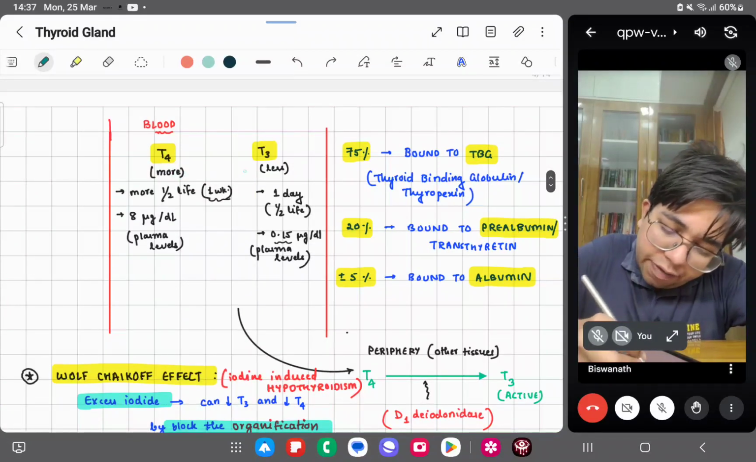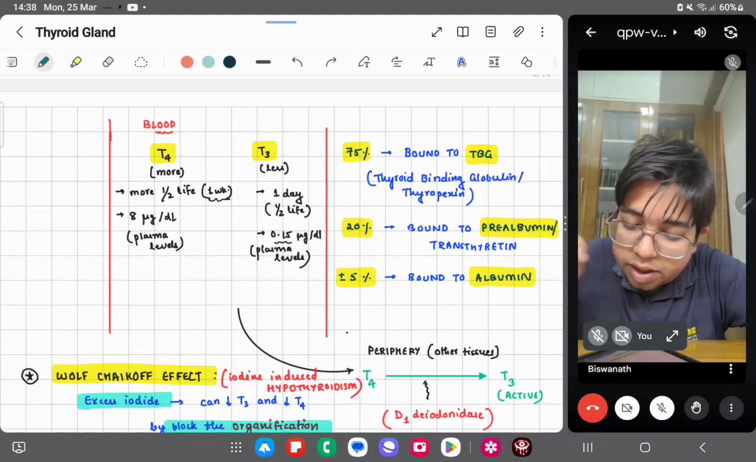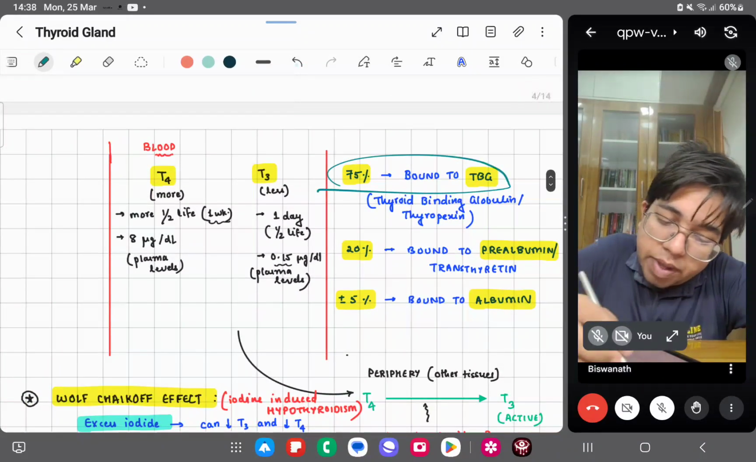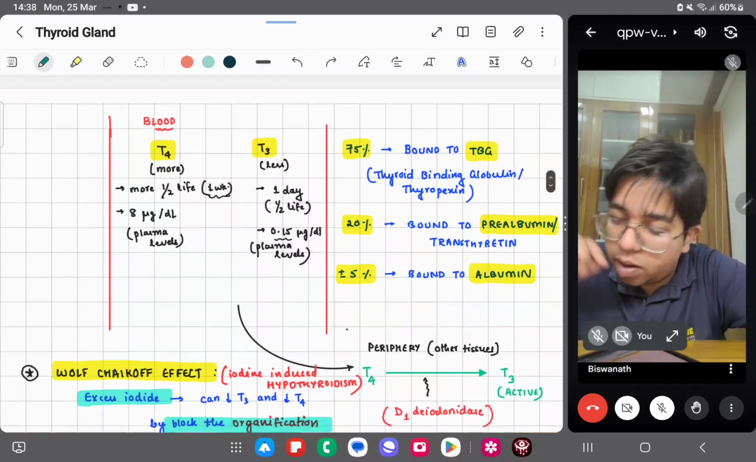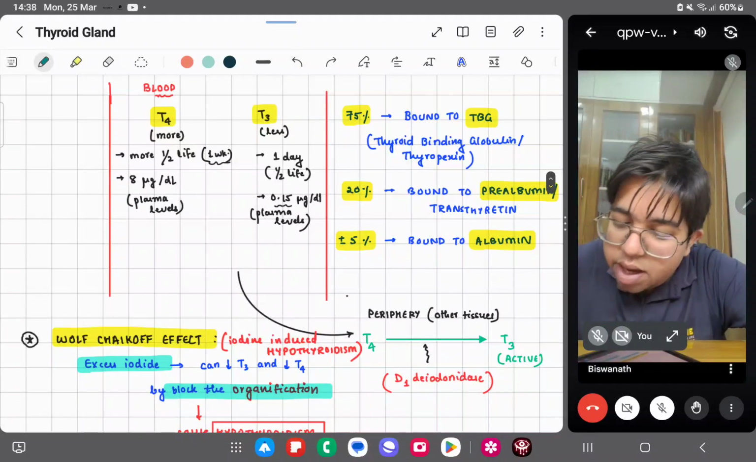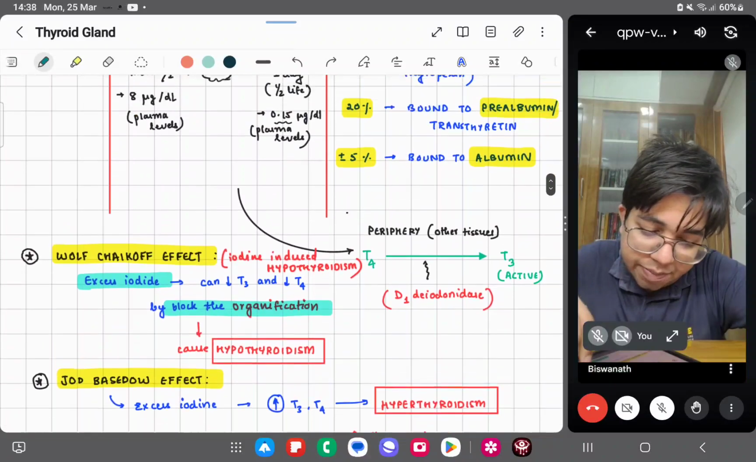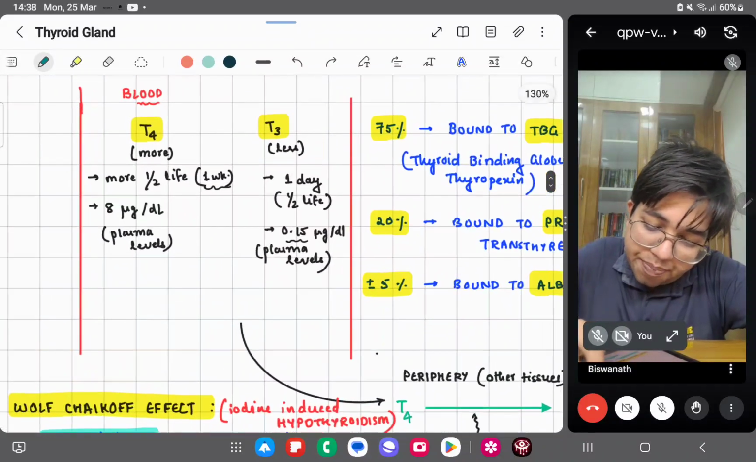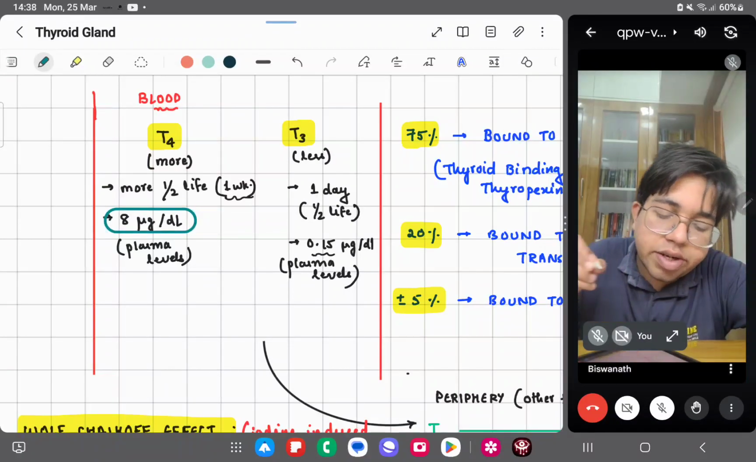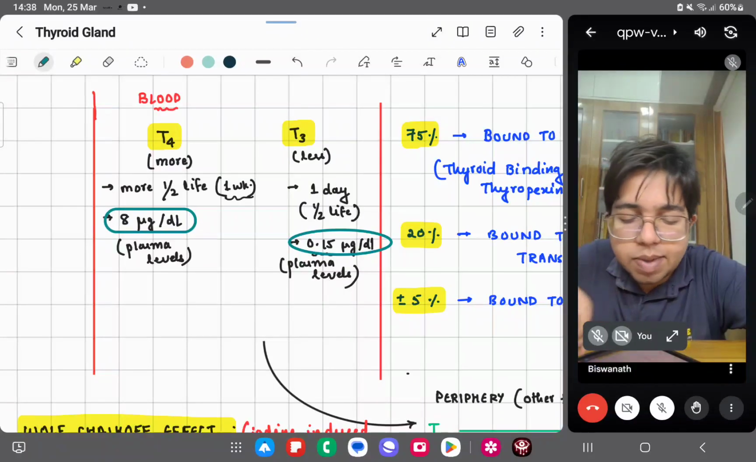So in blood, T4 is more and T3 is less. T4 is the main thyroid hormone, thyroxine. In blood it is 75% in bound form, bound to TBG, thyroid binding globulin; 20% bound to pre-albumin or transthyretin, and 5% bound to albumin. These are your basic levels. In blood, 8 mg per deciliter is the concentration of T4, and 0.15 mg per deciliter is the plasma level of T3.